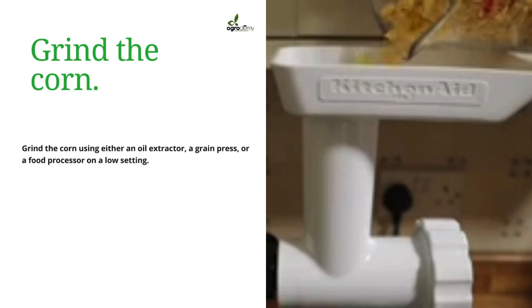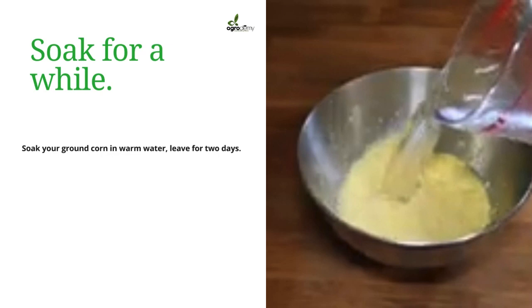Next, you grind the corn. You can grind the corn using either an oil extractor, a grain press, or a food processor on a low setting. When you grind the corn, soak your ground corn in warm water and then leave it for 2 days.